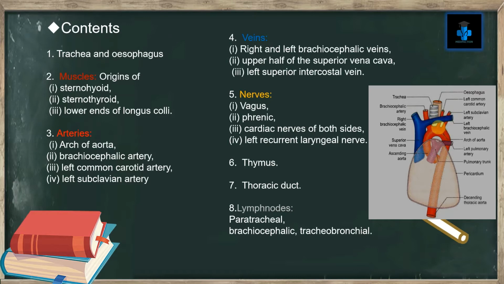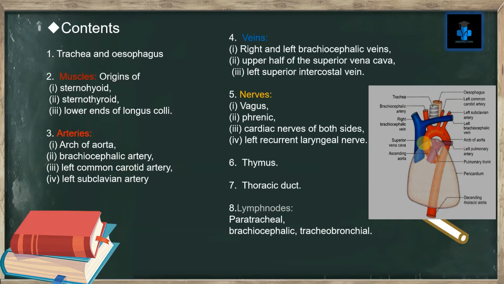Talking about veins, we can observe the right and left brachiocephalic veins. Right here, this is the right brachiocephalic vein, this is the left brachiocephalic vein. And we can also see the upper half of the superior vena cava, right here. And we can also appreciate the left superior intercostal vein.